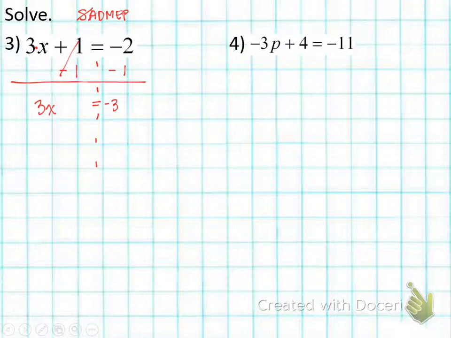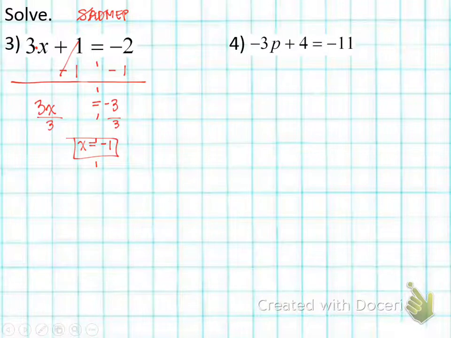Are there any division signs by the x? No. How about multiplication signs? Yeah, what's between the 3 and the x? Times, right? What's being multiplied with x? Positive or -3? Positive. Good. So we want to divide by +3 on both sides. When we do that, we get x is equal to -1, right? Make sure yours looks like that.